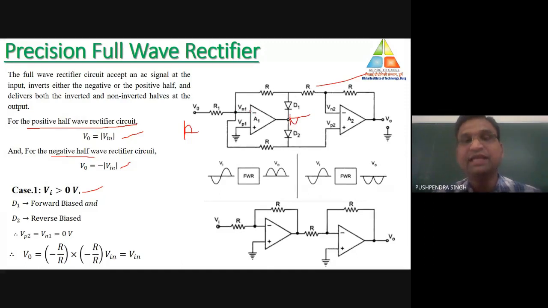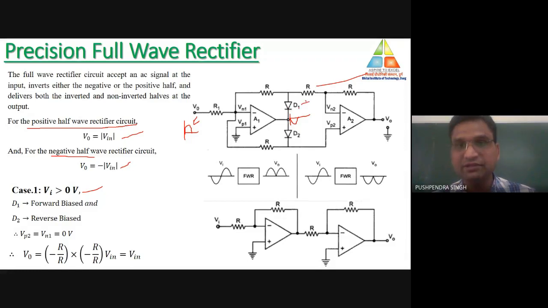Because it's an inverting operational amplifier, in case of inverting we get an inverted or 180 degree phase shifted signal at the output terminal. So for the positive half cycle of the input signal waveform, we are getting the negative half cycle. This negative voltage is supplied at the negative terminal of D1.